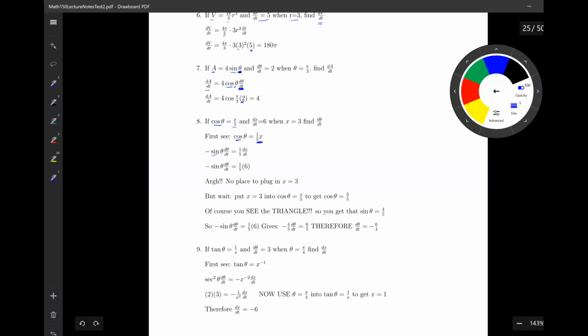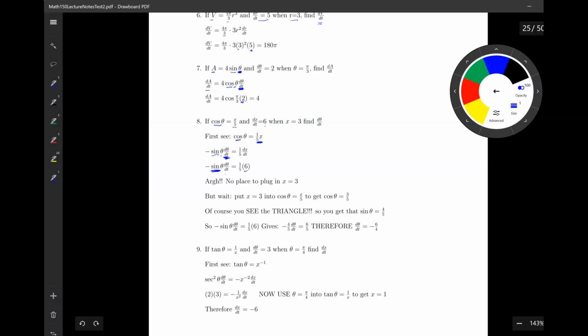So the derivative of cosine is negative sine. Carry the angle, and then take the derivative of the angle. Carry the 1/5 along. The derivative of x is dx over dt. Dx over dt is 6, so substitute that in. I want to find d theta over dt.